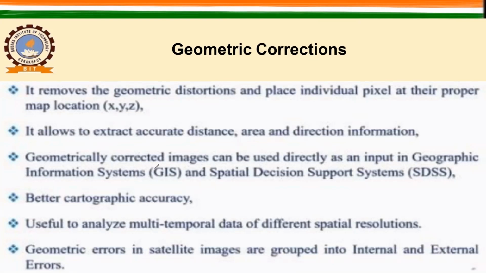ठीक है? So geometrically corrected images can be used directly as an input in geographic information system, that is GIS, and spatial decision support system. Because ultimately, why are we using these remote sensing images? To solve a problem or to provide an input in solving some problem. So you have to make sure that whatever information you have generated using remote sensing has to be correct and of better cartographic accuracy.